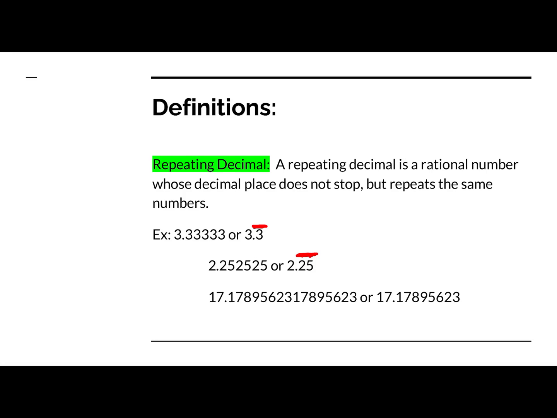Now, even a large number like 17.178956231789563 could be written as 17.1789563 repeating.